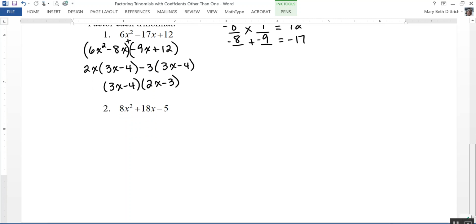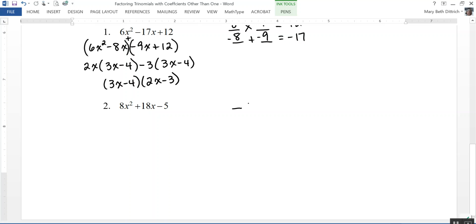And our last example here is 8x squared plus 18x minus 5. So I'm going to look for two numbers whose product is a negative 40, because that's 8 times negative 5, and whose sum is 18. So when I'm thinking of 40 and 18, maybe it's like a 2 and a 20. Let's try that. And one of those is going to have to be negative to give me a negative 40, but to make it be a positive 18, my 2 is going to have to be negative. So rewriting this, I'll have 8x squared minus 2x plus 20x minus 5.